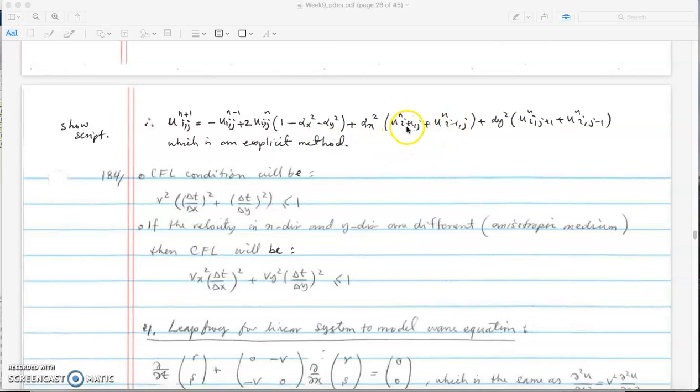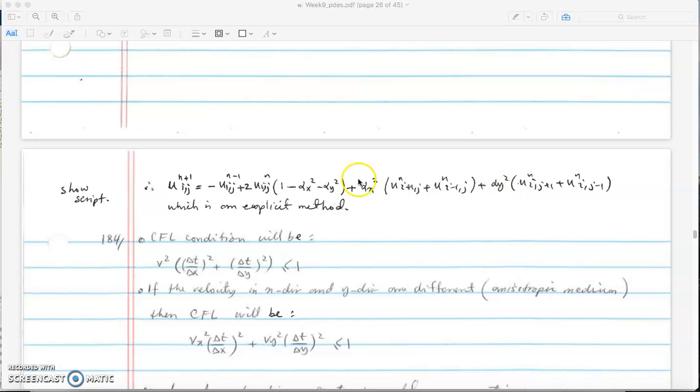We now have 2 spatial indices i and j, where the i index represents the x derivatives, and the j index corresponds to the y derivative. If you follow the 2-dimensional discretization of the wave, you get two sets of alphas, alpha x and alpha y. Alpha x is going to be v dt divided by del x, and alpha y is going to be v dt divided by del y.